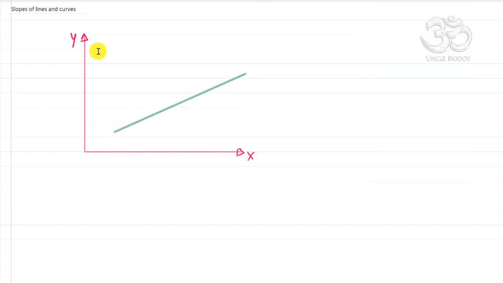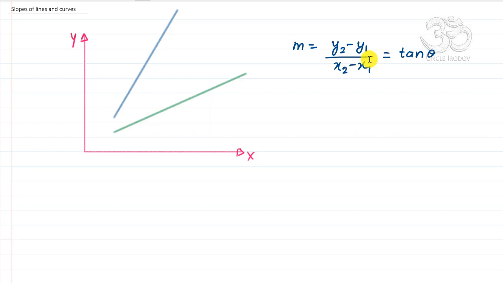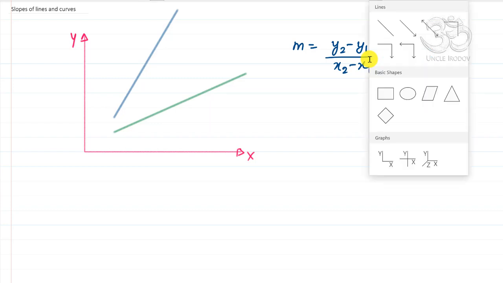So I have drawn two straight lines here on the page, and the way we try to define the slope of these straight lines is to use the formula m is equal to (y2 minus y1) by (x2 minus x1). That is the symbol of slope. This m is the symbol of slope, and this is the equation. And speaking in terms of trigonometry, that shows you tan theta, where theta is the angle that the line makes with the horizontal axis, the x-axis.